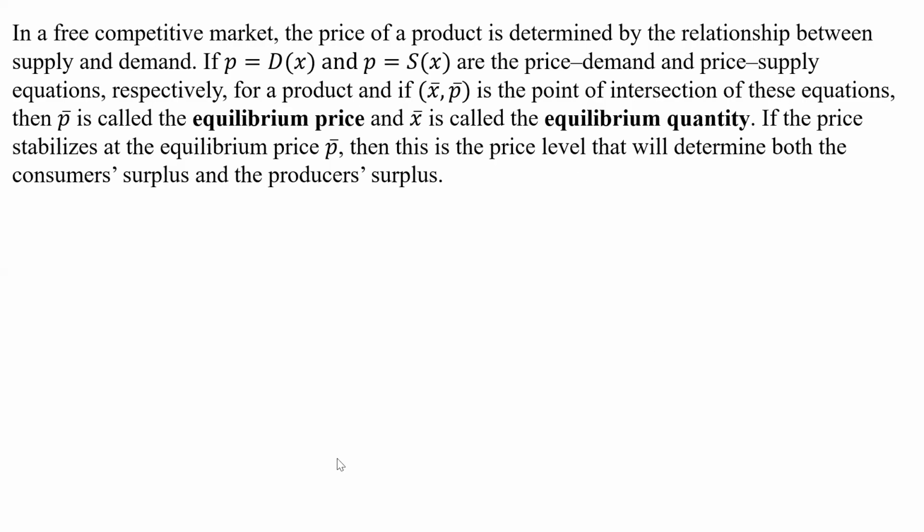Now, if we have a free competitive market, the price of a product is determined by the relationship between supply and demand. So if P equals D of X and P also equals S of X are the price demand and price supply equations respectively for a product, and if X bar, P bar is the point of intersection of these equations, then P bar is going to be the equilibrium price and X bar is going to be the equilibrium quantity. Now, if the price stabilizes at the equilibrium price P bar, this is the price level that will determine both the consumer's surplus and the producer's surplus.